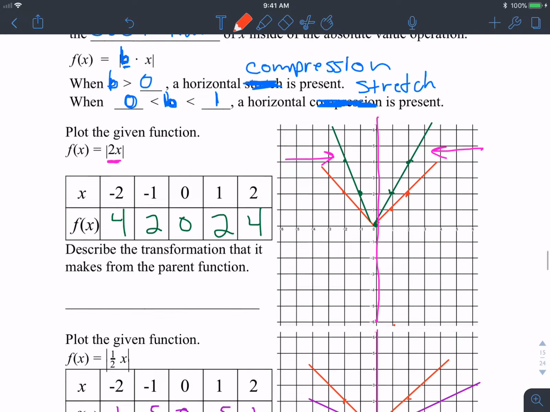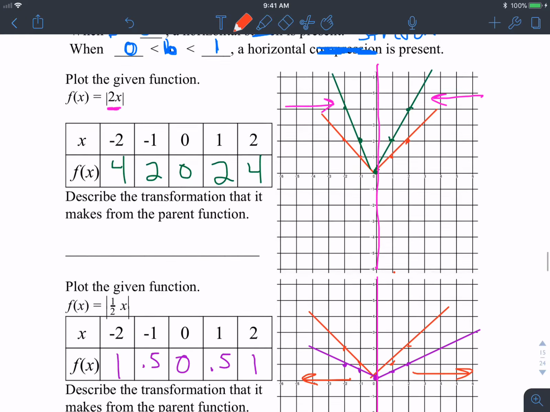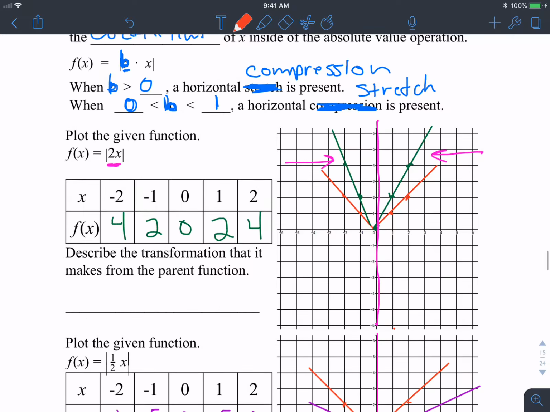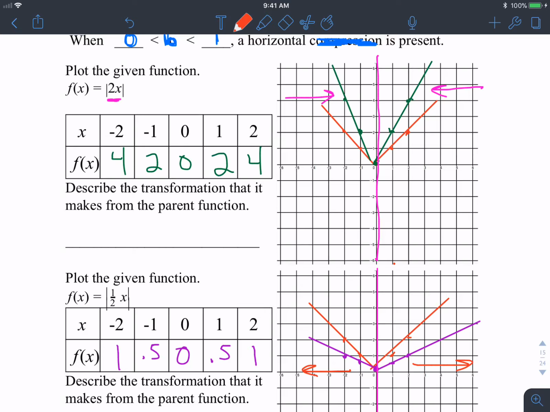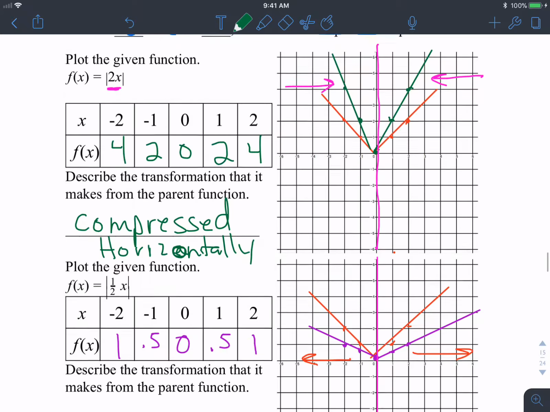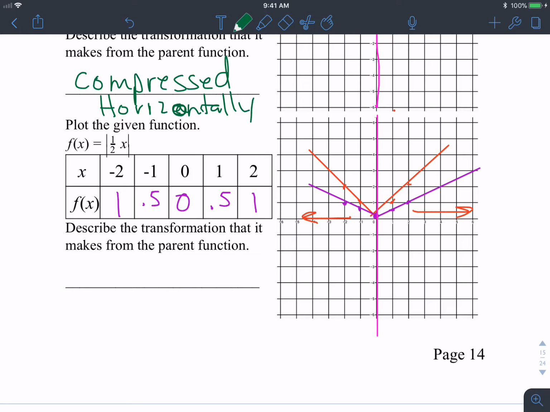So if we were to describe both of these transformations, it's kind of opposite of the vertical stretch and compression. We would say with this first one, that coefficient, or this transformation, compressed horizontally, and we would say the second one, because it's pulling it away from the y-axis, stretched it horizontally.